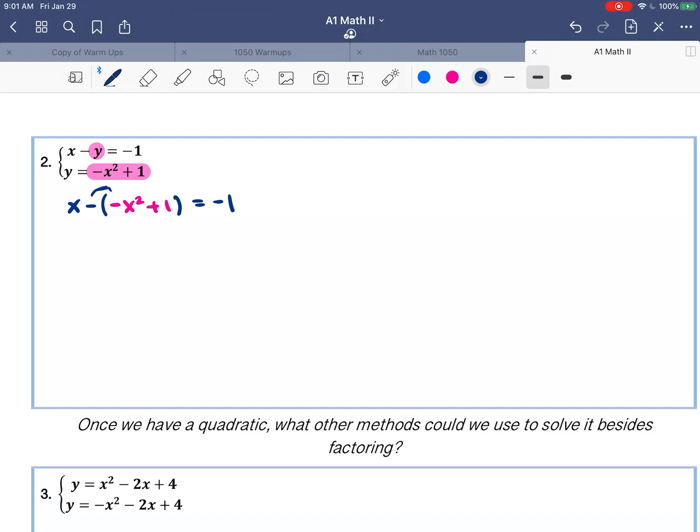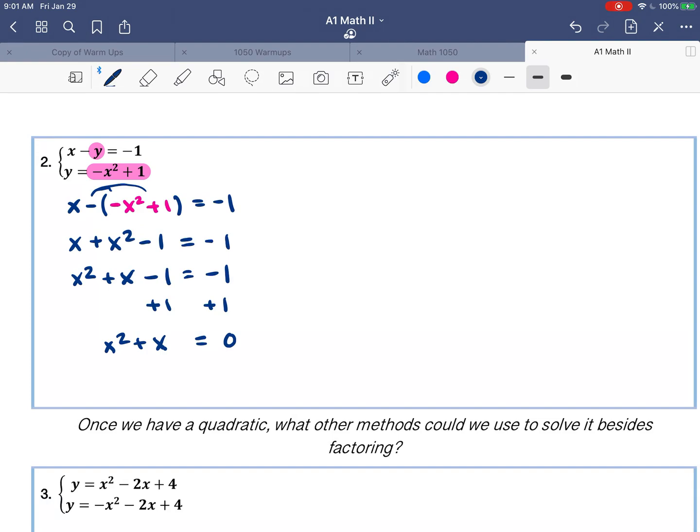So now I'll do that. I'll distribute the negative to both of those things, and that gives me positive x squared minus 1 equals negative 1. Then I'm going to rearrange so that the x squared's first, because I like it that way. And now I want to get it equal to 0, so I'm going to add 1 on both sides. That makes 0 on this side, and 0 on this side too. So I'm not even going to write it. It's just going to be x squared plus x.